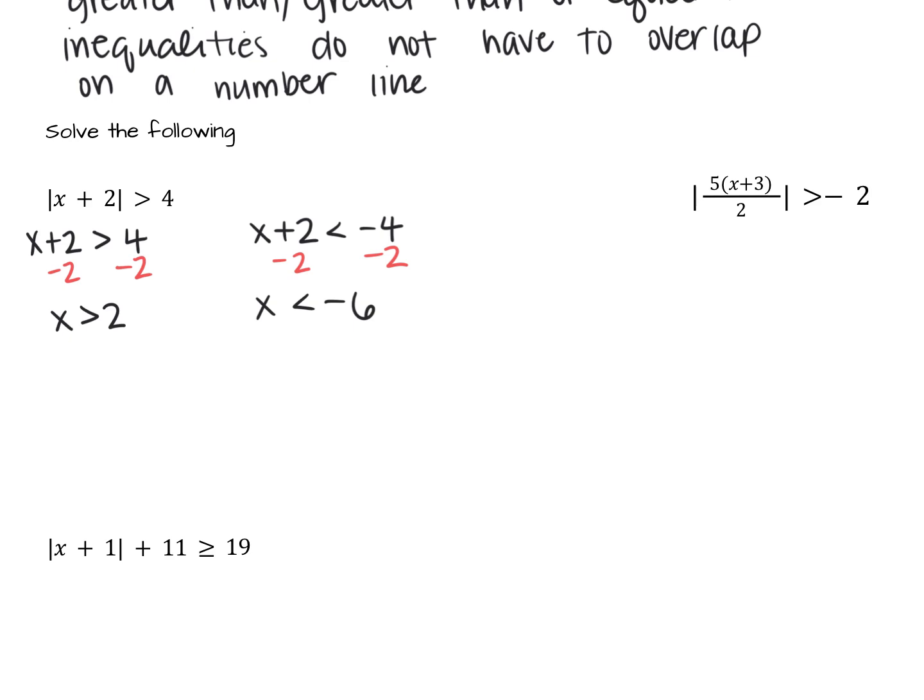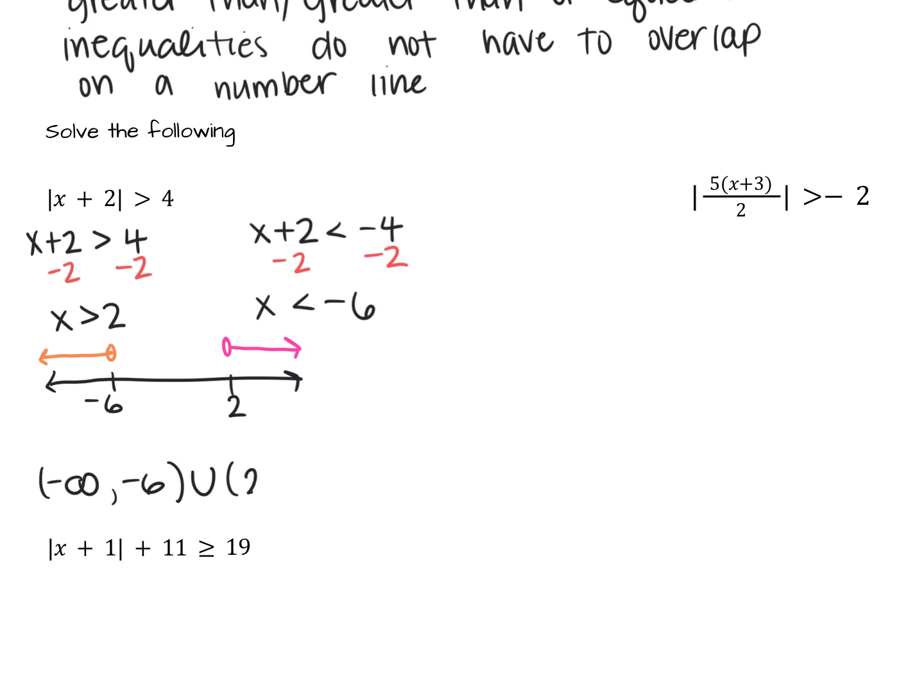So for my number line, we have negative 6 and 2. Everything greater than 2 would be an open circle, and everything to the right. Everything less than negative 6 would have an open circle, and then everything to the left. So for my interval, I'd have negative infinity, comma, negative 6, parenthesis, then my union, parenthesis 2, comma, infinity.